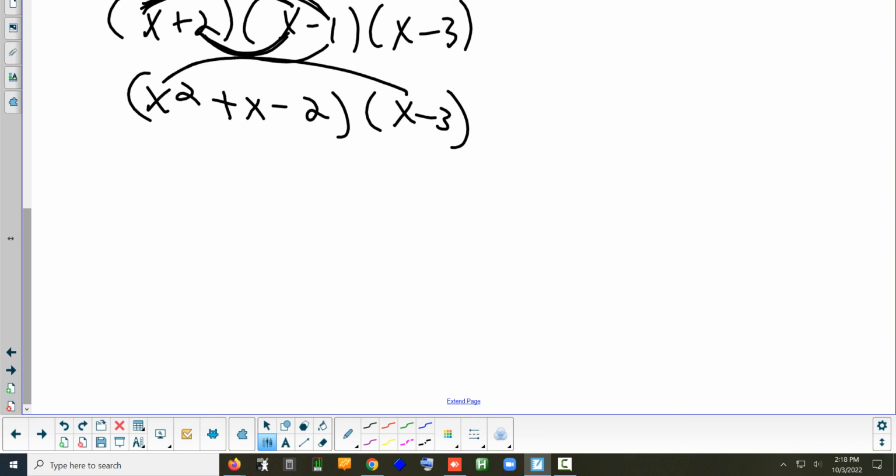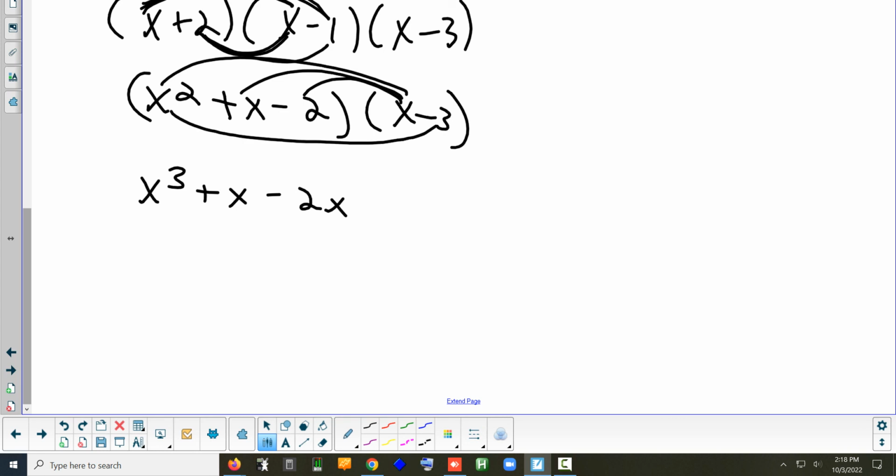Kiana, what's x times x squared? And Cameron, x times x? X squared. Austin, x times negative 2? Negative 2x. Perfect. And then negative 3 times x squared. That's negative 3x squared. Curtis, what's negative 3 times x? Negative 3x. And Tony, negative 3 times negative 2? 6. Okay, let's see what we got there. So we got x cubed.